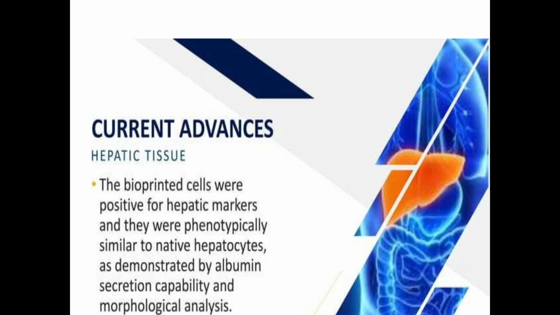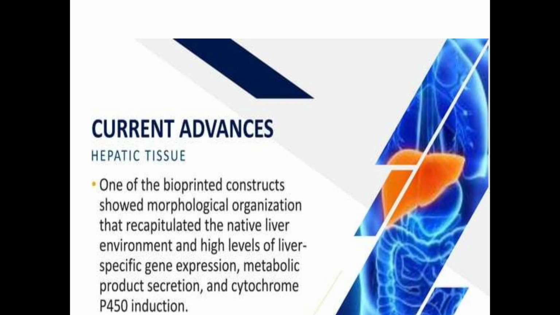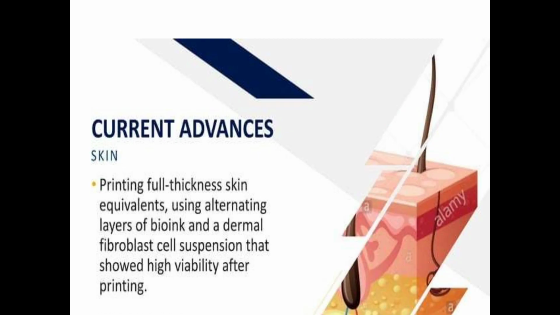Hepatic tissues are also prepared, which are similar to native hepatocytes, demonstrated by albumin secretion and capability of morphological analysis. The bioprinted constructs show morphological organization of the native liver environment and a higher level of liver specific gene expression, metabolic product secretion and cytochrome P450 induction, all those things. Recent advances involve the printing of full skin equivalents using alternating layers of bioink and dermal fibroblast suspension that shows high viability after printing.